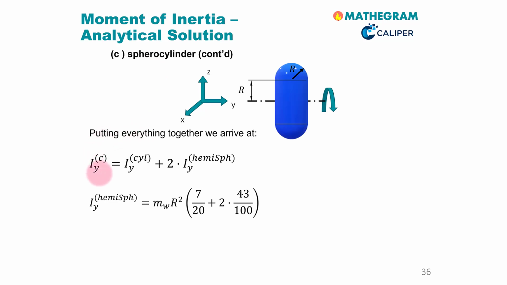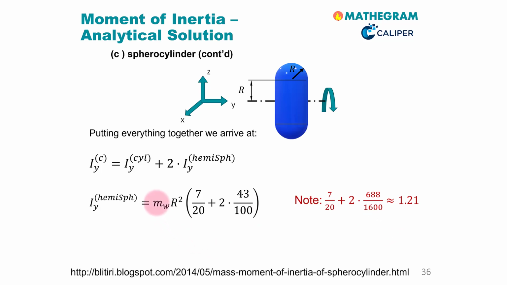We add to the moment of inertia of the cylindrical part 2 times that of the hemisphere. We have seen these results before already, and we arrive at approximately 1.21 times the mass of the wooden stick multiplied with r squared. You can also consult this reference here, where the derivation is made for a more general situation. Note the relative difference of this approximation is minus 23.6% to our reference. This was it for this part.